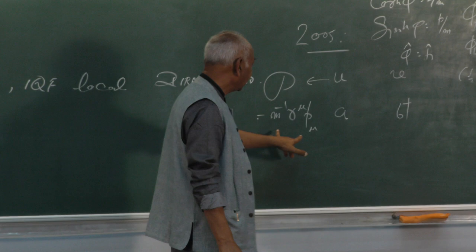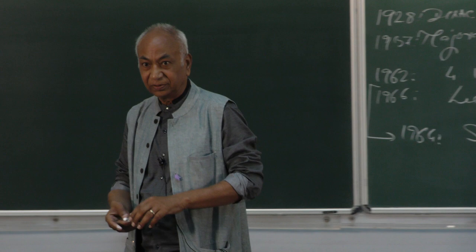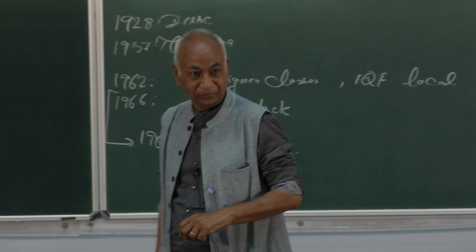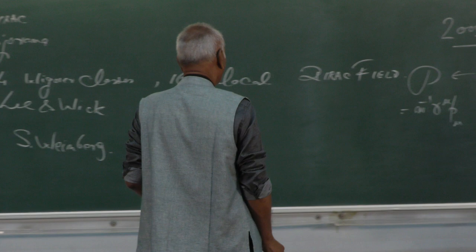So the Dirac equation is nothing but the eigenspinors of the parity operator. So once you have the u and the v spinors, which are simply obtained as the eigenspinors of the parity operator, then you make the quantum field out of it.